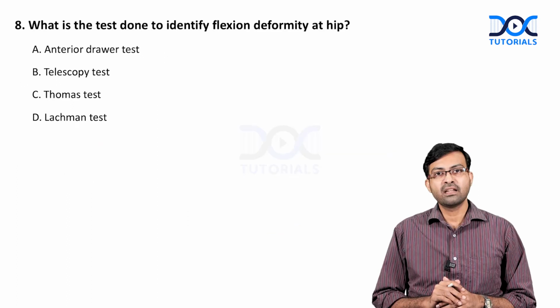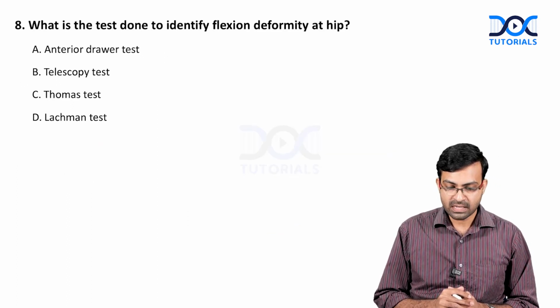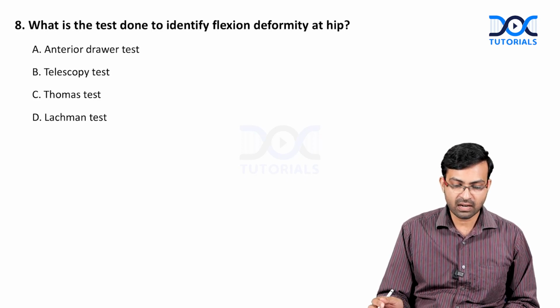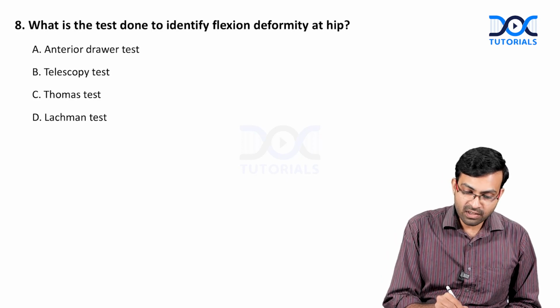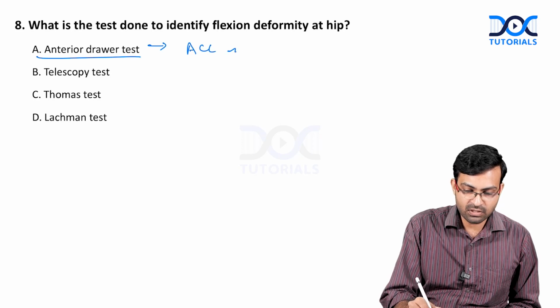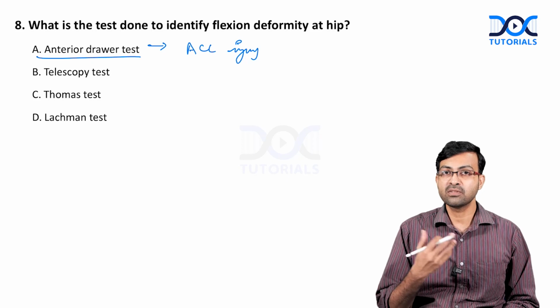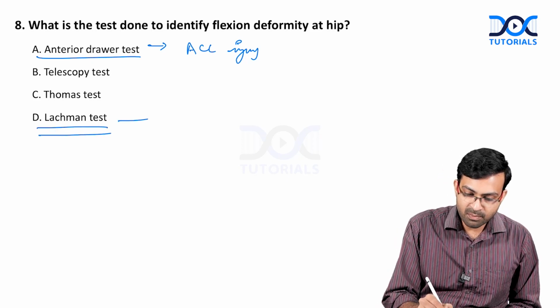Alright. Next question. What is the test done to identify flexion deformity at hip? Is it anterior drawer test, telescopy test, Thomas test, or Lachman test? What is the answer here? Is it anterior drawer test? No, anterior drawer test is a test for ACL injury. ACL is your anterior cruciate ligament injury. In order to test those kinds of injuries, we do an anterior drawer test. Similarly, Lachman test is also for an ACL injury.